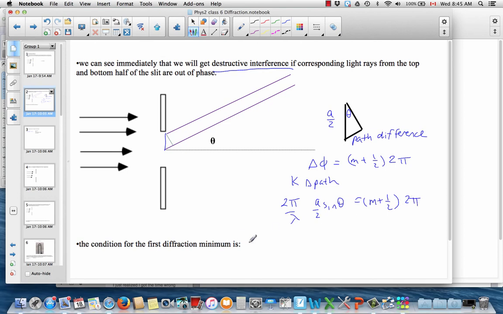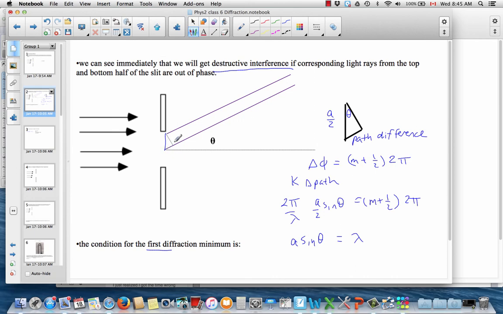So the first minimum happens when m is 0. Then the 2 pi's cancel, the half cancels, and we get a sine theta equals lambda. That's the first minimum. That's when this point and this point cancel each other out.